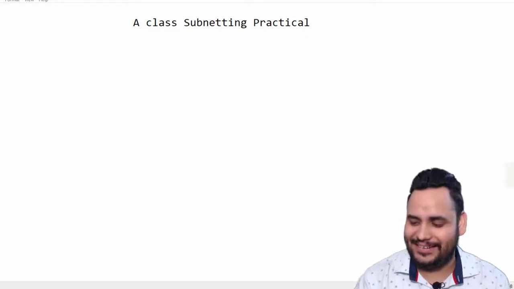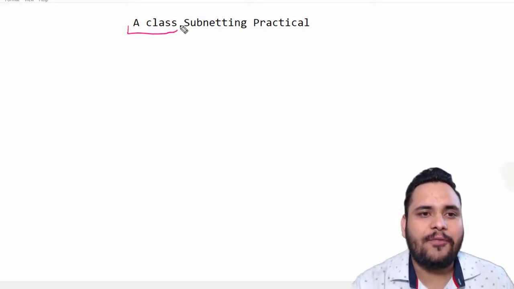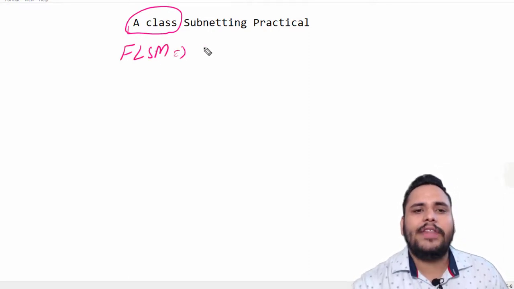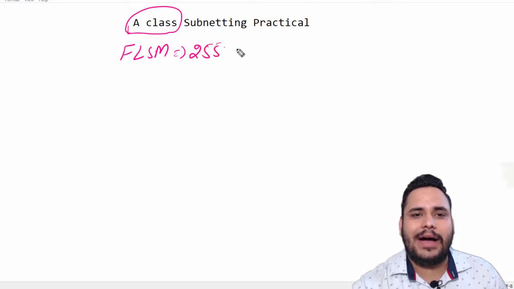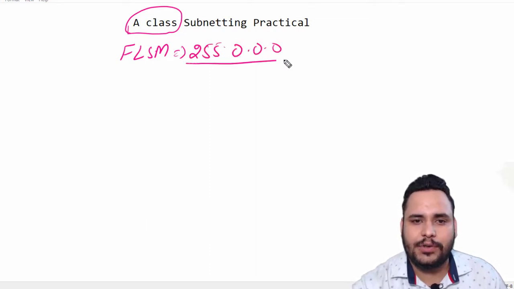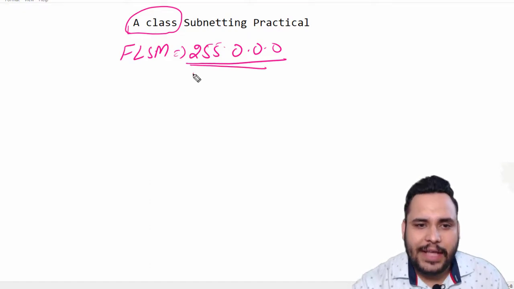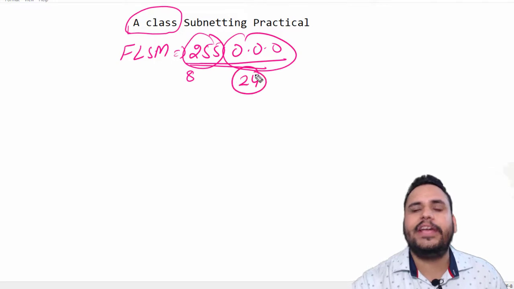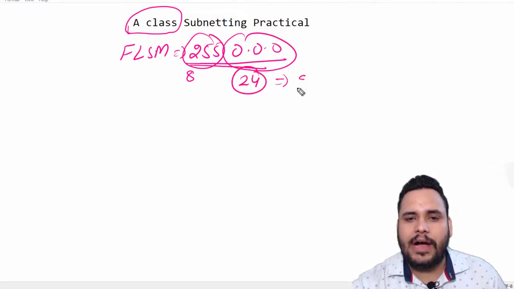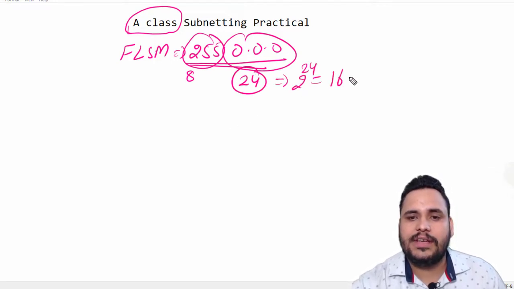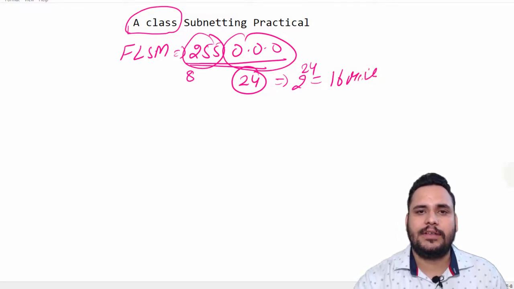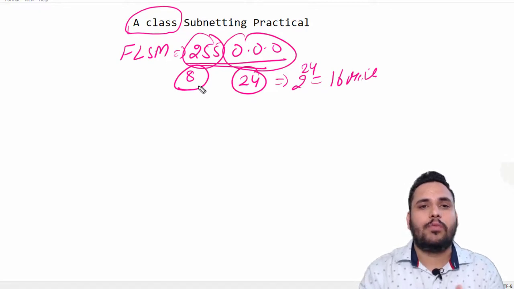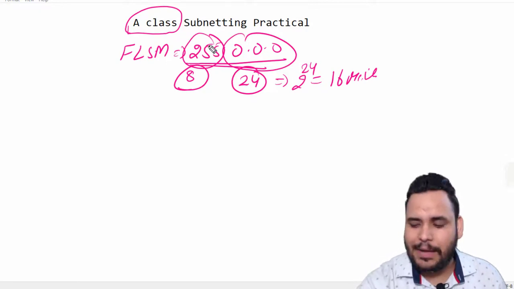Let's discuss it. By default in FLSM for A class, we know that the fixed length subnet mask is 255.0.0.0. It means 8 bits are fixed and 24 bits are variable, like 2 raised to power 24 hosts, which means 16 million approx. So, how do we divide this large network into small parts? Let's discuss it.